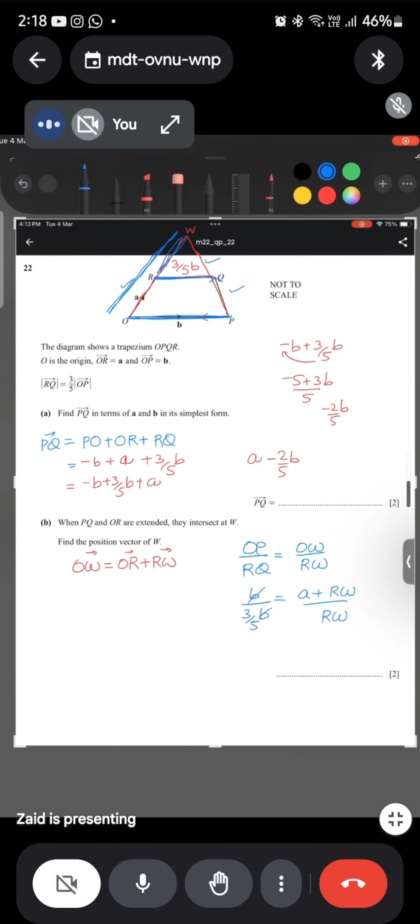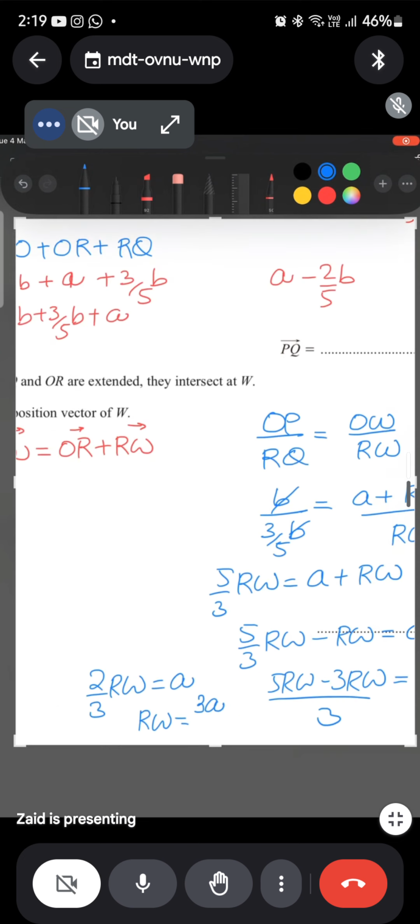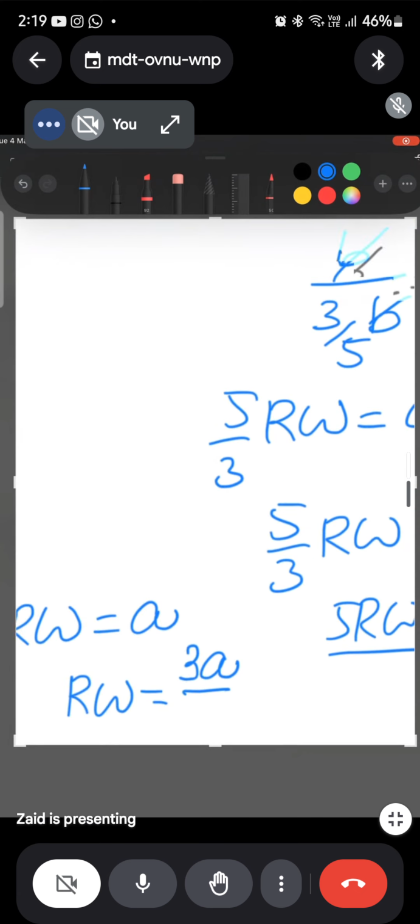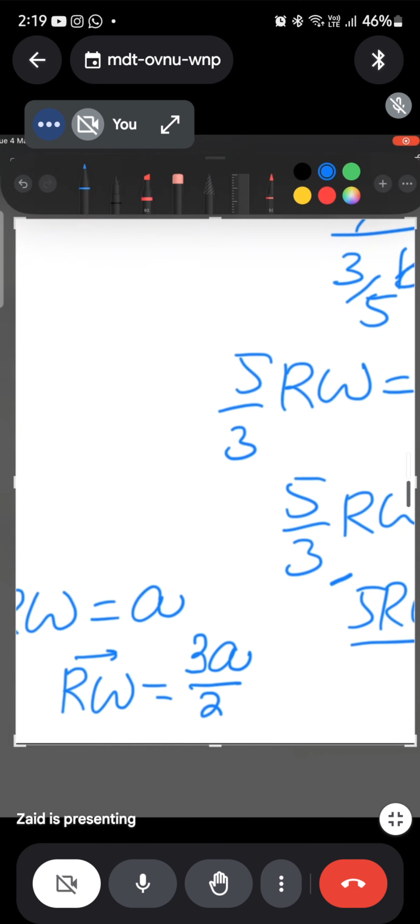B and B get cancelled out. This becomes 5 upon 3 RW. Getting? 5 upon 3 RW minus RW is equal to A. 3 ones are 3, 5 RW minus 3 RW divided by 3 equals A. So it's 2 upon 3 RW equals A. RW is going to be 3A over 2. Getting?